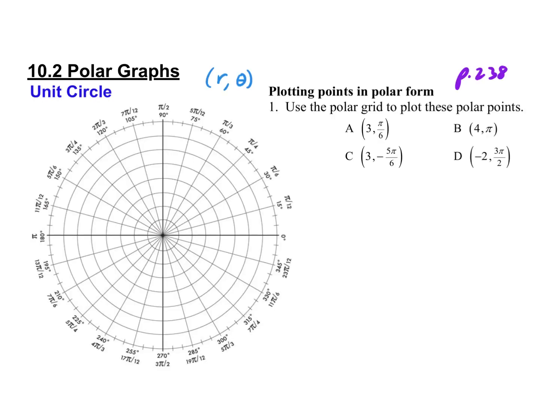So the first exercise is on page 238. We're just gonna plot some points just to kind of get you back into the place of doing that. Remember that polar coordinates come in this form, with the first coordinate being r, the radius, and the second coordinate being theta. And we're only going to be doing things in radians, okay?